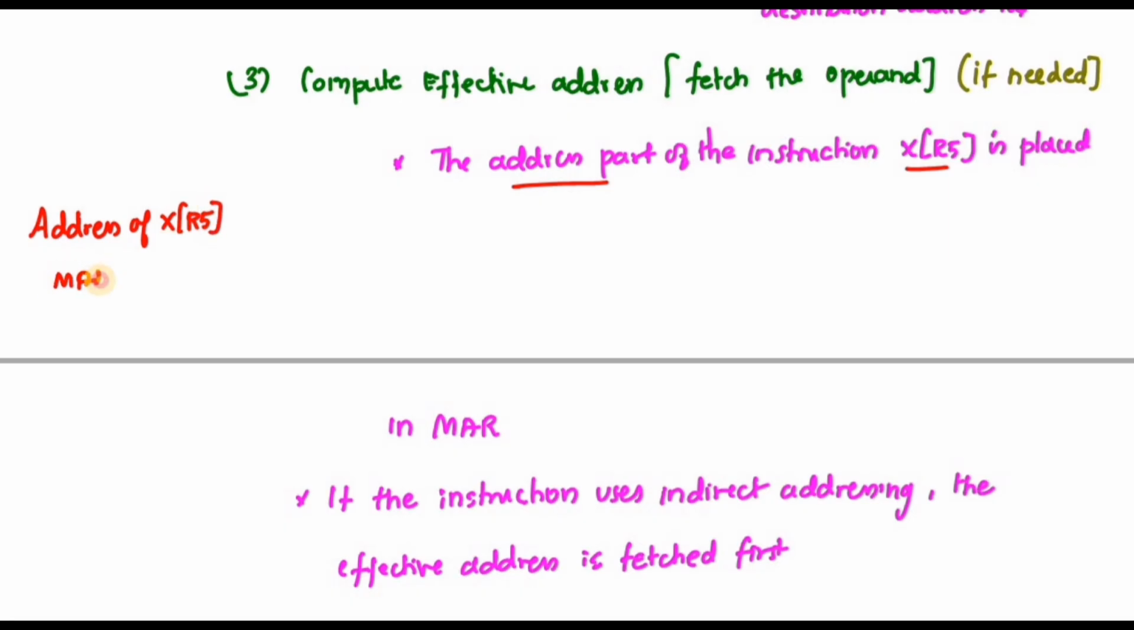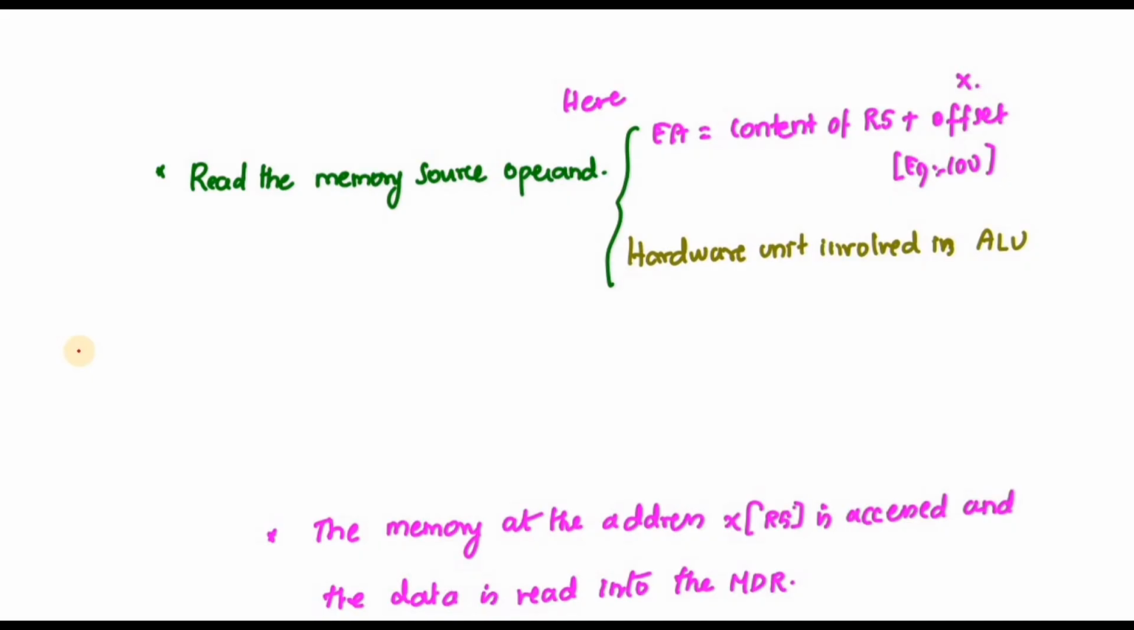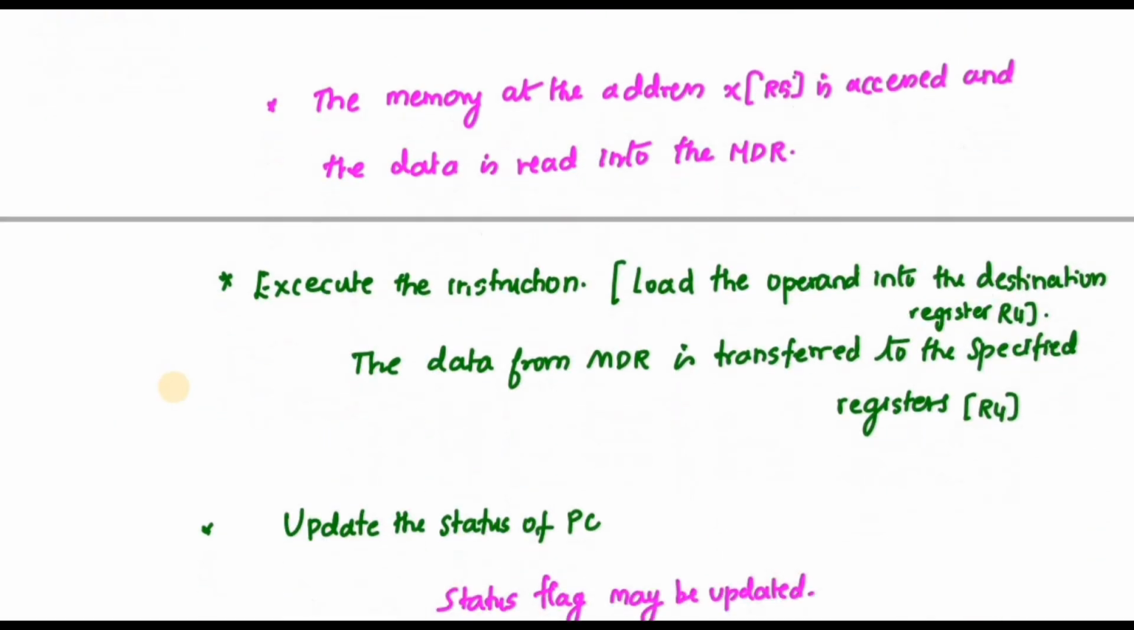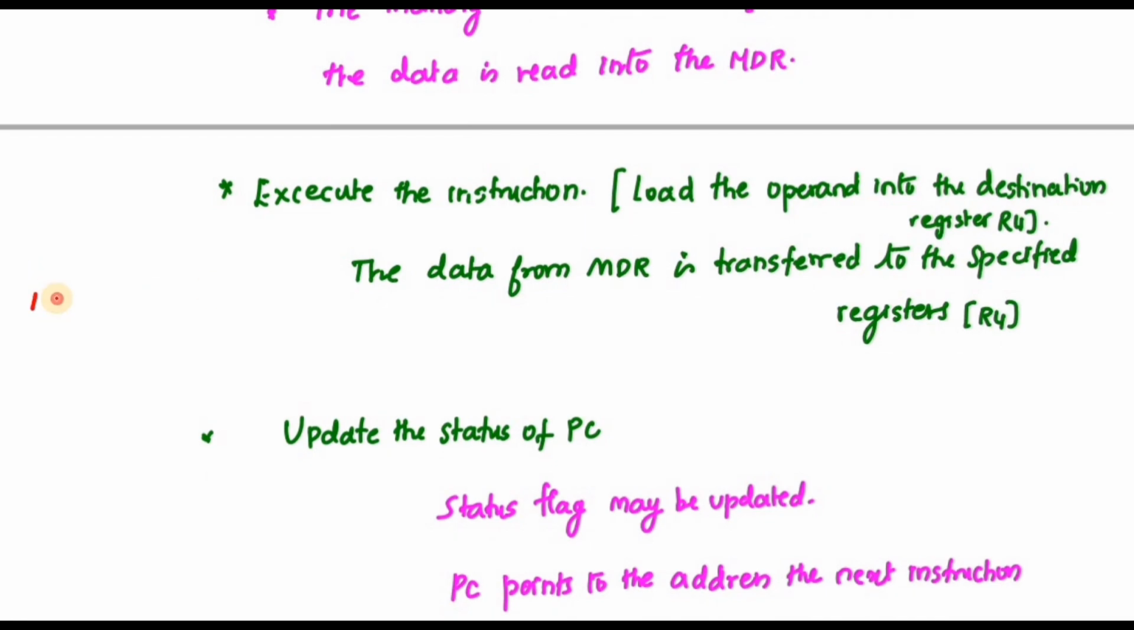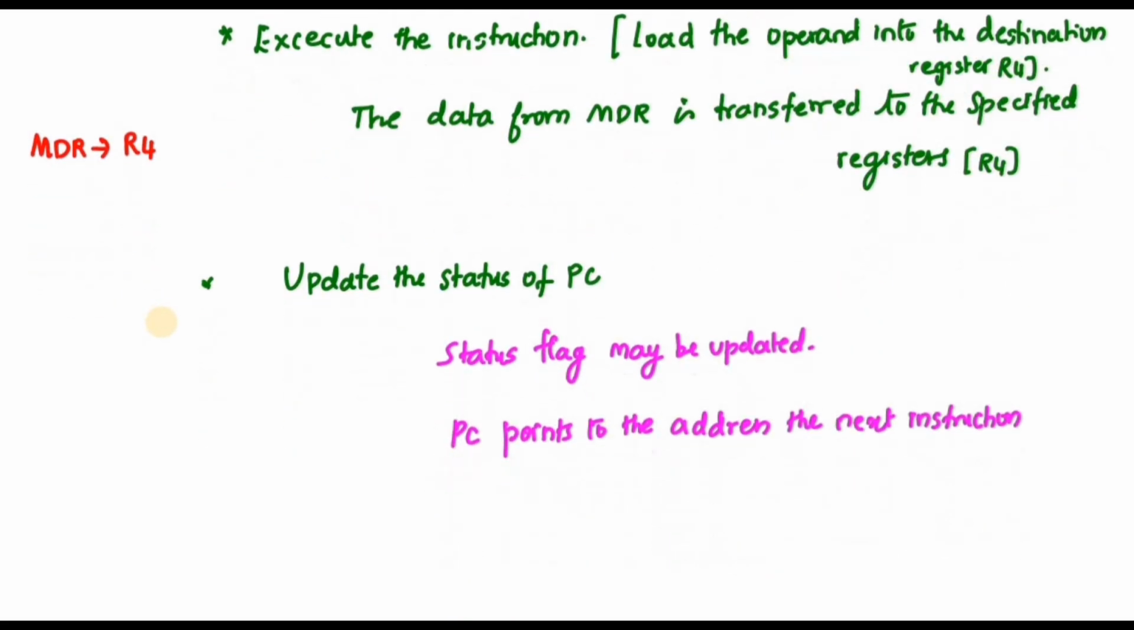In the next step, we read the memory source operand: from the MAR it goes to the MDR. The next step is from the MDR to the register R4. The last step is that the PC and the flags get updated.